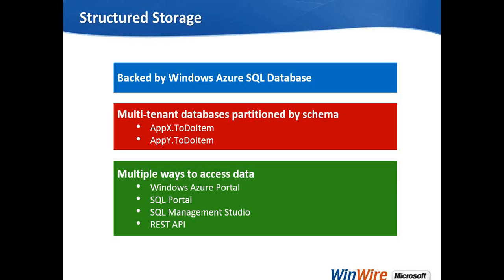Apart from that, another advantage is that you have multiple ways of accessing data. As I was telling you, you can go to the Windows Azure portal and see the data that has been captured through your app, or you can use the SQL portal, with which you can connect to the database and see or manage the data. And then you can use SQL Management Studio installed on your local desktop or laptop, connect to the Windows Azure database, and manage the data from there. Apart from these three, there is also a REST API available that you can use, and it has rich querying capability and everything that is provided by OData for you.